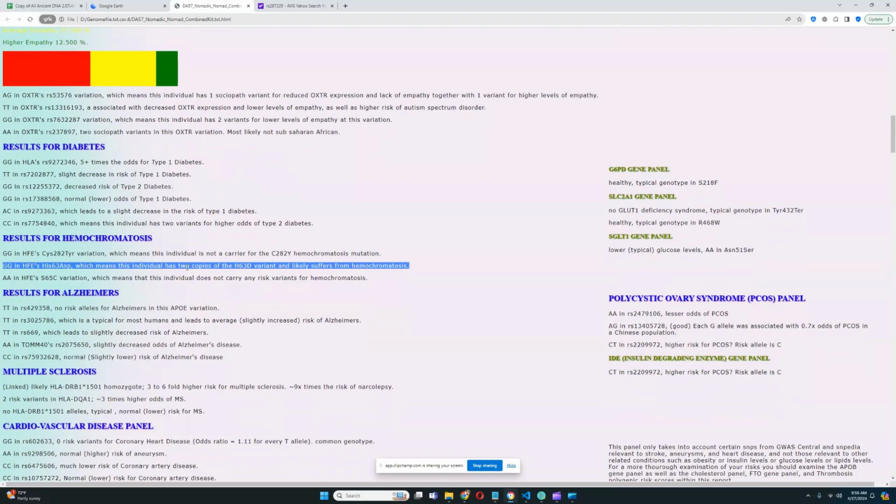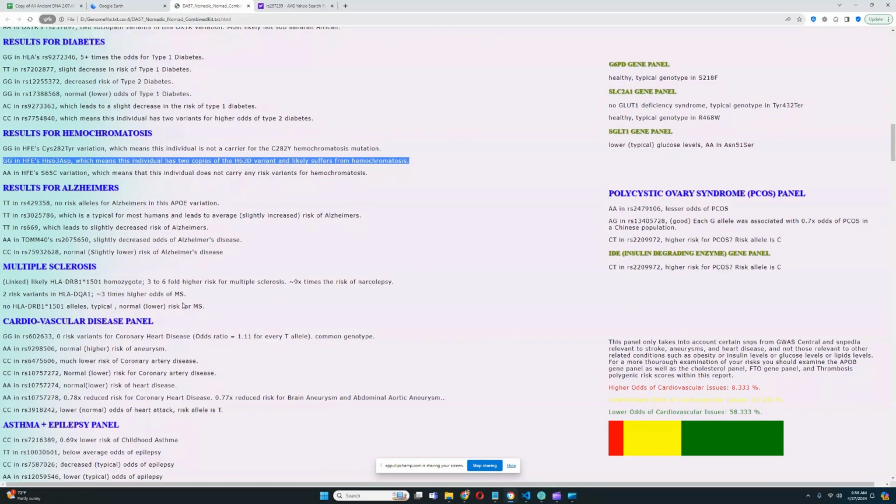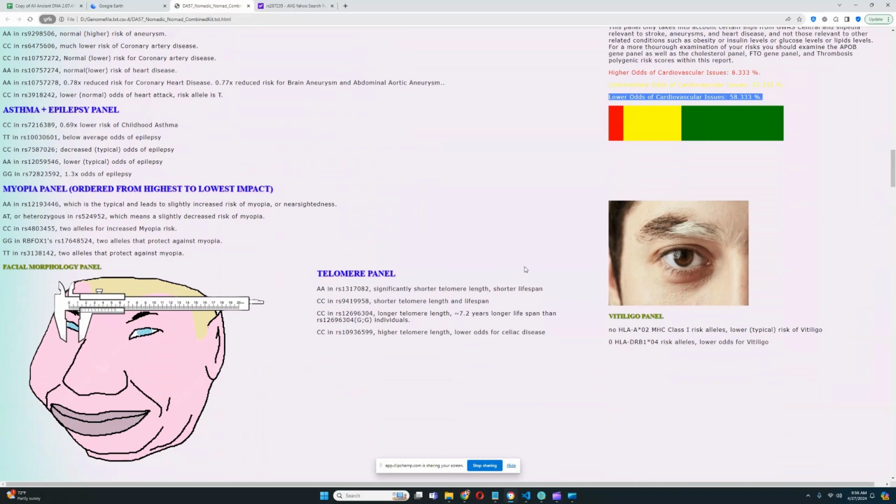Hemochromatosis, two copies of the H63D variant. Yep, so that's why he was scoring high for the iron panel. Multiple sclerosis, we see risk variants in the HLA once again. Yep, so once again, we see the same thing, problem in the HLA gene. For cardiovascular disease, lower odds of cardiovascular issues. So the big problem in this individual's genome is the autoimmune disease risks.